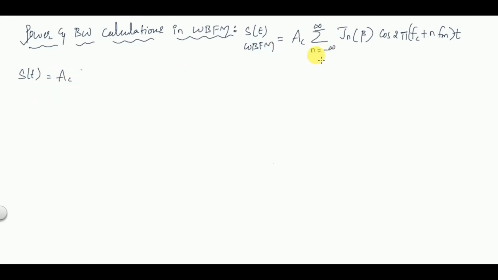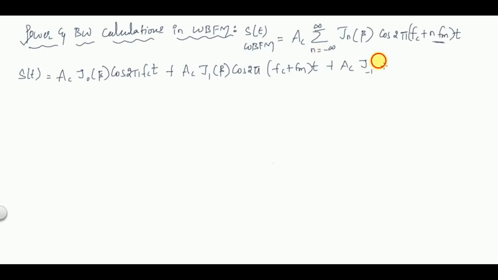Ac into, first I will substitute n = 0. So J0(beta), and this term will get cancelled. What you are left with is cos 2 pi fc t. Plus, now I am substituting n = 1: Ac J1(beta) cos 2 pi (fc + fm) t, because fc plus 1 into fm is fm only. Plus, now I am substituting minus 1, because we have n values both negative and positive: Ac J minus 1(beta) cos 2 pi (fc - fm) t.